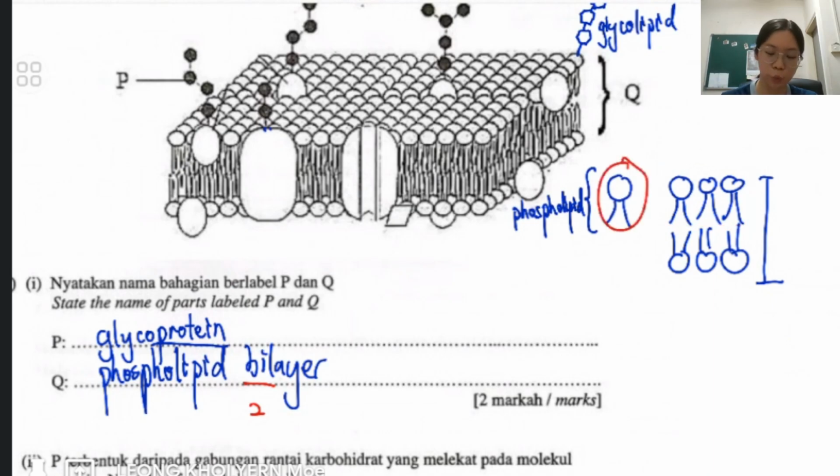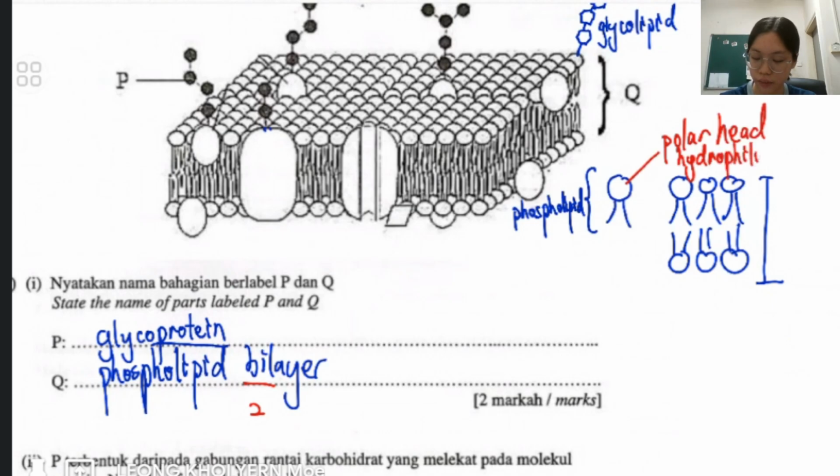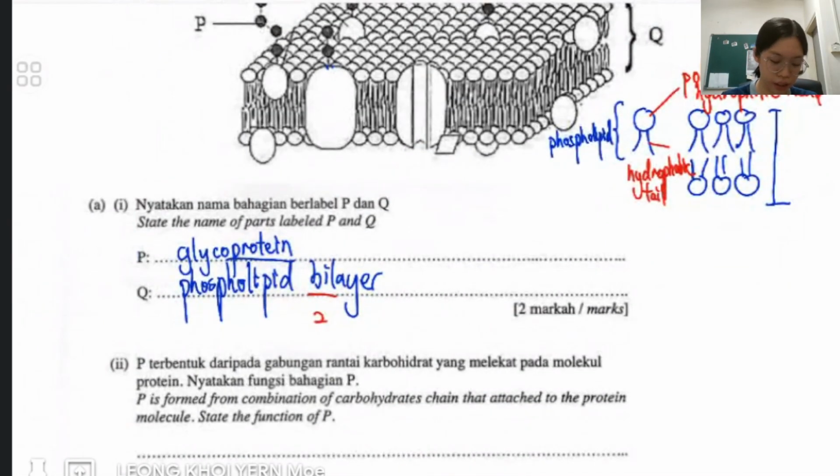But if they just ask about one of them, it is a phospholipid. Meanwhile, if they point out this, you can answer it as a polar head, or you can write it as hydrophilic head. If they point out the tail, it is a hydrophobic tail, or it is a non-polar tail. Alright, so let's move on to the next question.